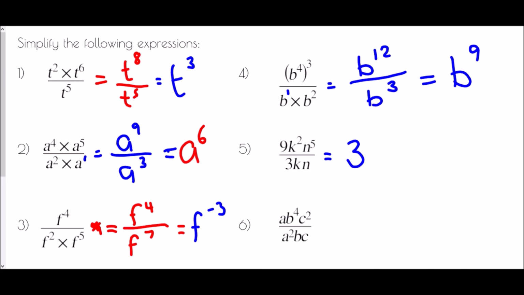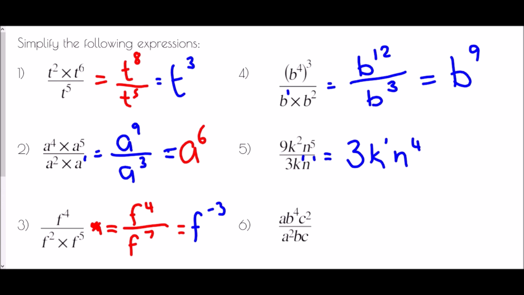If I go to the k section, I've got k squared divided by k. Now again, we could call that k to the power of 1. So k squared divided by k to the power of 1, well that would be 2 take away 1, k to the power of 1. In the final section, the n's, we have n to the power of 5 divided by n. Again, we could use a power of 1 there. So n to the power of 5 divided by n to the power of 1, it would be a subtraction. It would be n to the power of 4.